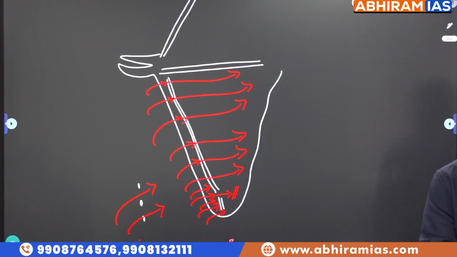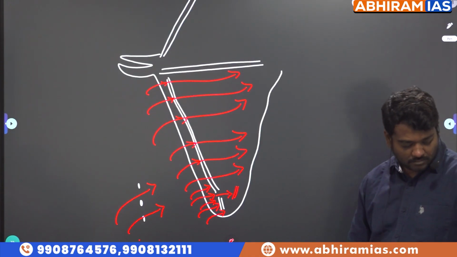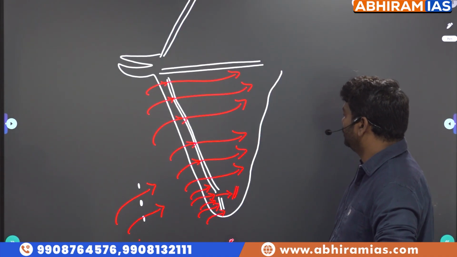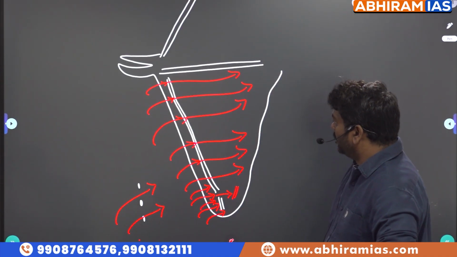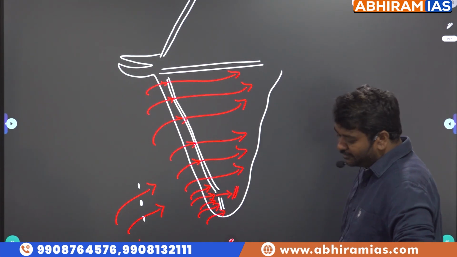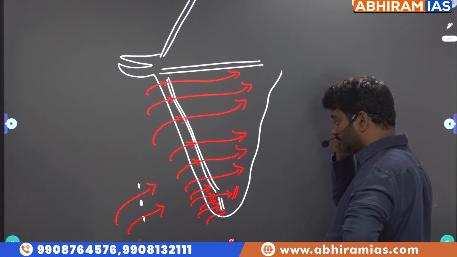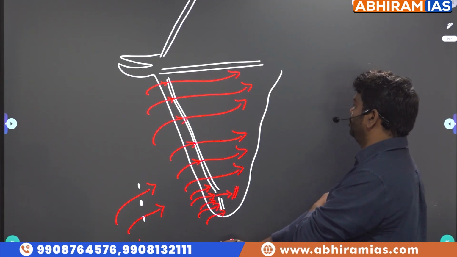through Palghat gap. Palghat. Next. This branch gives rainfall from south to north. South to north. Next.